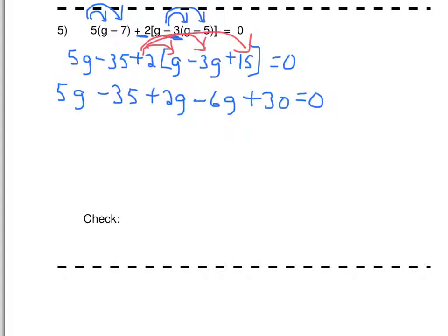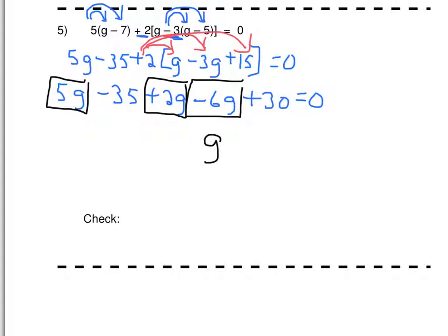Now what do I do next? I combine like terms. So let's take all your g's together. I have 5g, 2g. What's 5g and 2g? That makes 7g minus 6g. So 7g minus 6g, that just gives me g. And then I will combine the negative 35 and the positive 30. That gives me g minus 5 equals 0.